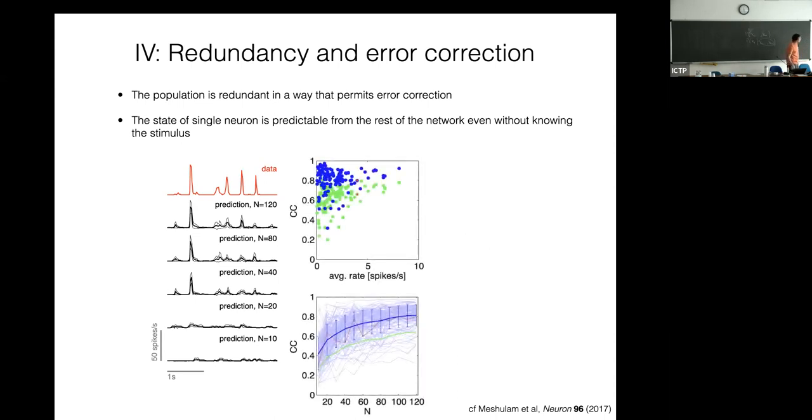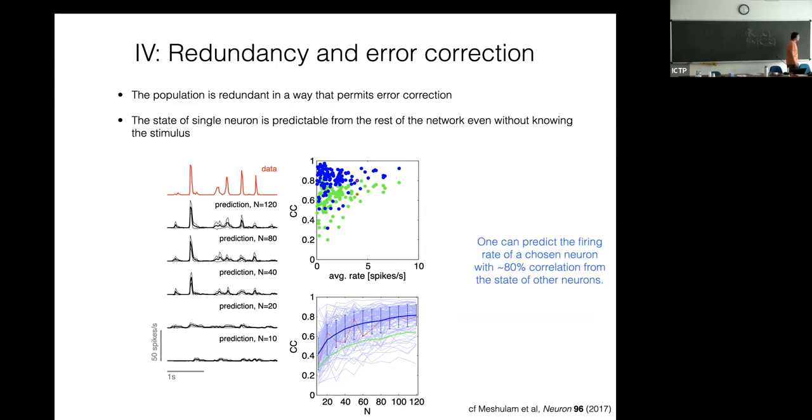But if you ask for each one of them, what's the correlation coefficient when I make the prediction for one of them from the rest, in this plot you should be looking at the blue dots. I basically get 80% correlation predicting one from the rest. So this type of coupling in the network, and these weak correlations, still amount on the level of an individual neuron to very high predictive power and therefore very high redundancy in coding. I mean, the coding is super redundant if you can predict what one guy is doing from what the others are doing without directly knowing the stimulus.